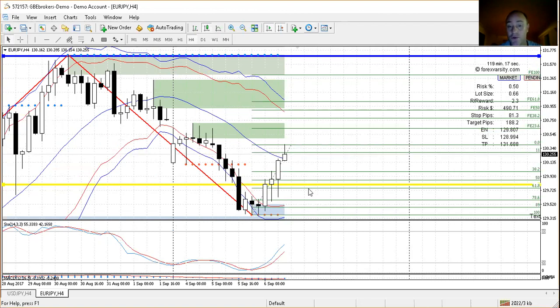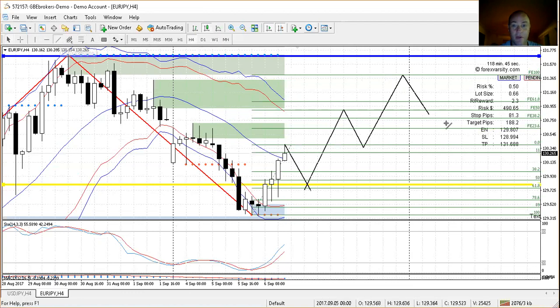So if you've moved your stop loss up to break even, then obviously you would get stopped out. Meanwhile, it could just be a retracement on a lower time frame that's going to do something like this: hit the 61.8 and then continue up, and then retrace again, and then go up, and retrace again, and then ultimately get to where we want it to go.